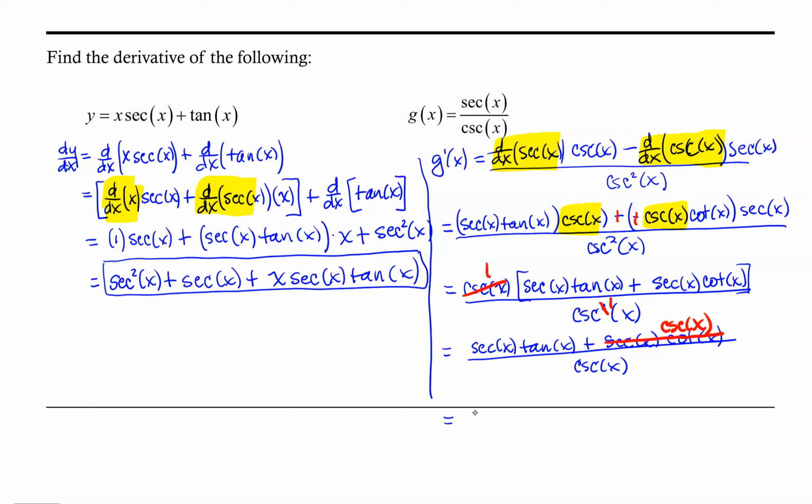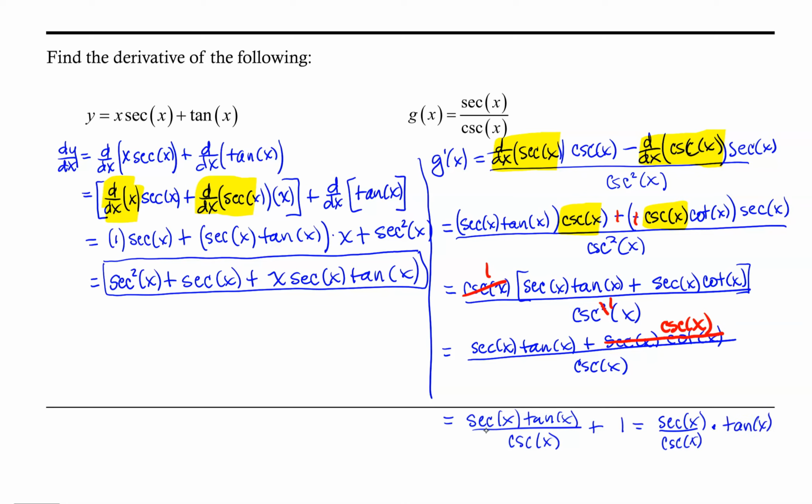Expanding this, we now have secant of x tangent of x over cosecant of x plus cosecant of x over cosecant of x, which is 1. Now we saw that we couldn't simplify secant x tangent x, but what about considering what happens when we have secant x over cosecant of x?